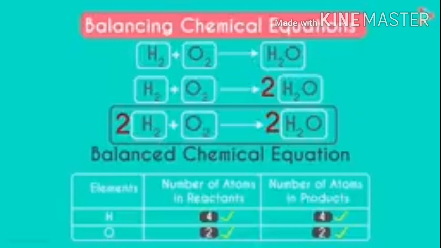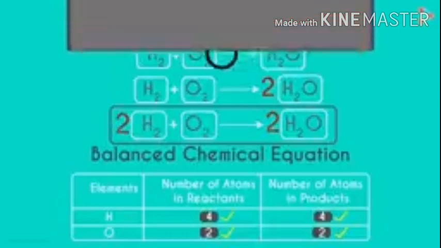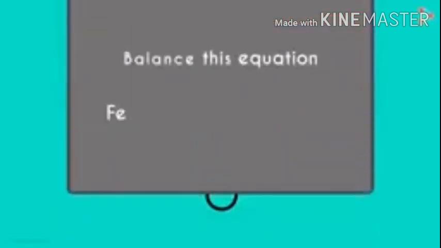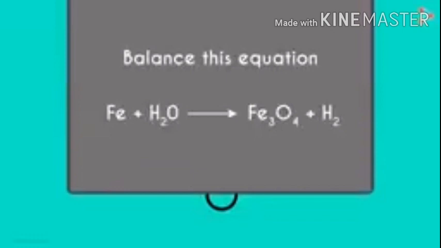Hope the balancing topic is clear. So let us try now. I'll give you an equation now. Try to balance the chemical equation. The equation is Fe plus H2O gives Fe3O4 plus H2. Try to balance it now.